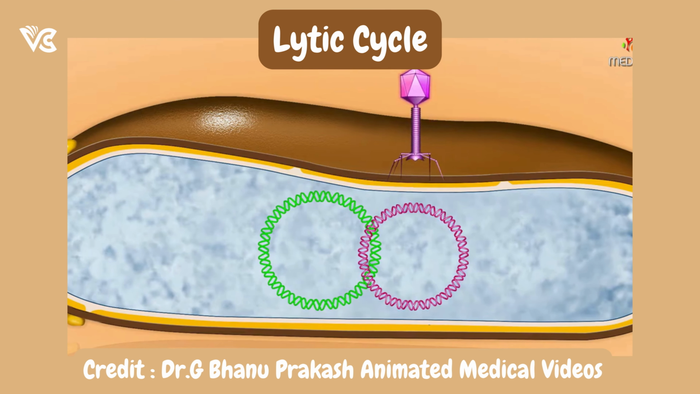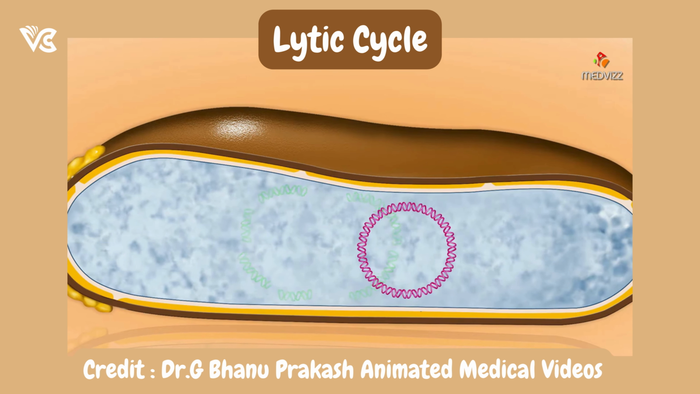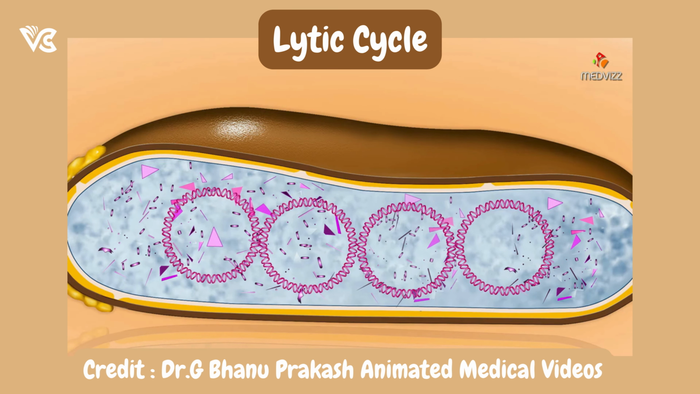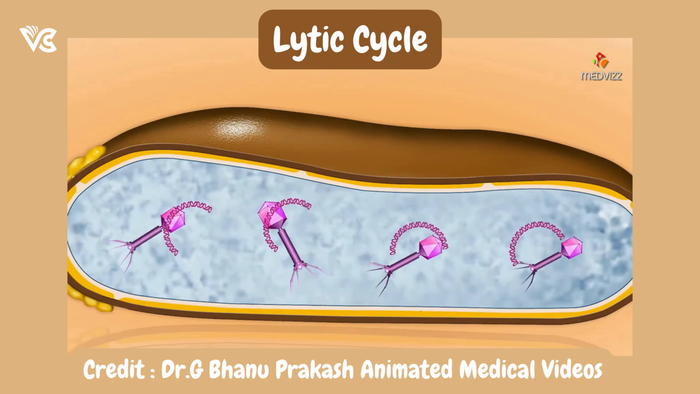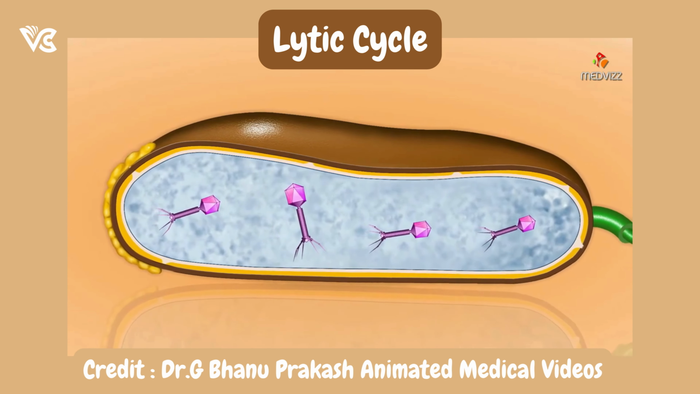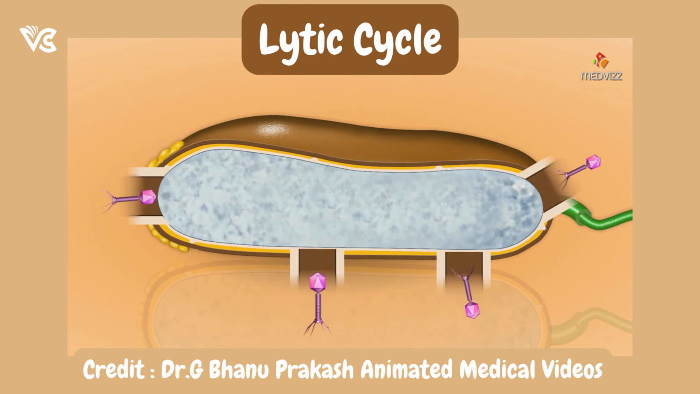Lytic cycle. In this process, the lambda DNA replicates within the host cell, leading to the production of new phage particles. Eventually, this results in the lysis, breaking down, of the bacterial cell and the release of new phage particles.